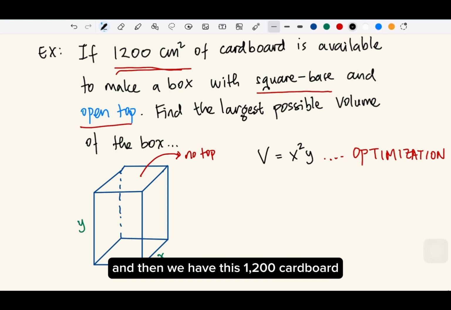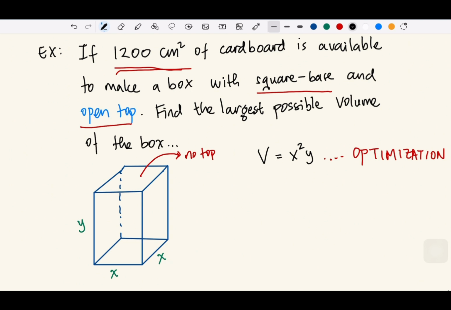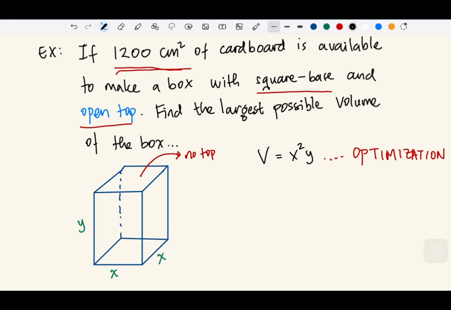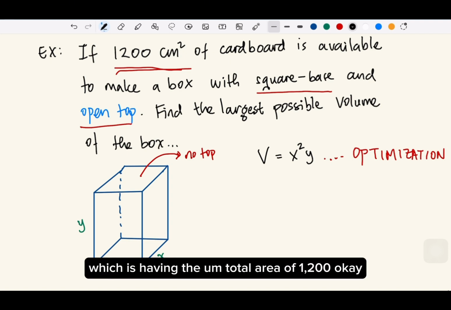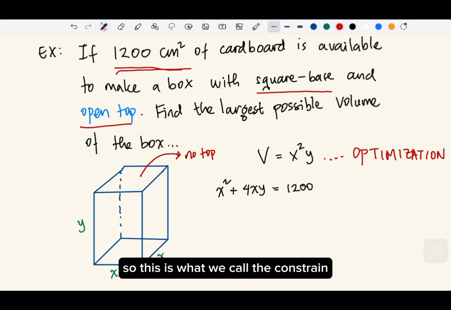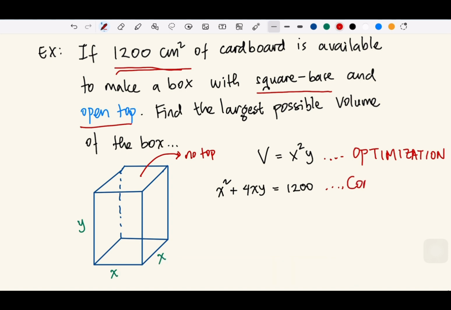And then we have this 1,200 of cardboard. So we are going to add all the areas, having a total area of 1,200. The area of the base is x squared, right? And then plus 1, 2, 3, 4, so we have 4xy. So x squared plus 4xy will be equal to 1,200. This is what we call the constraint or limitation.